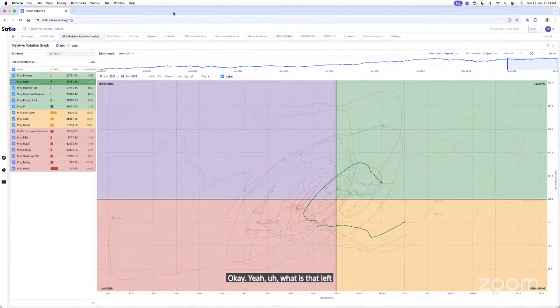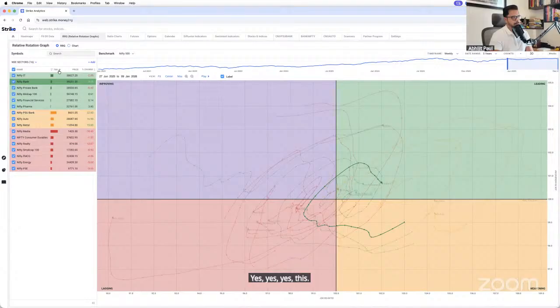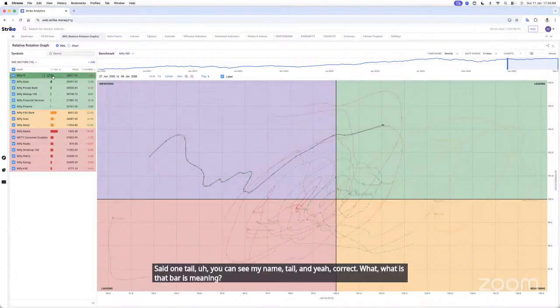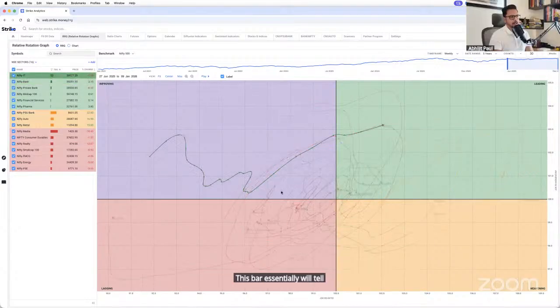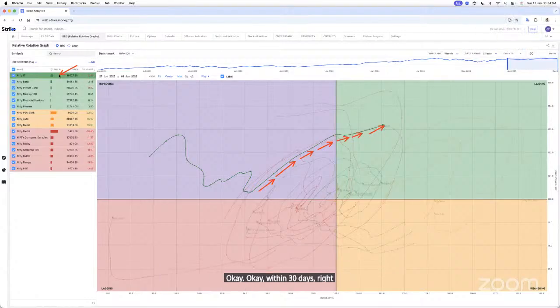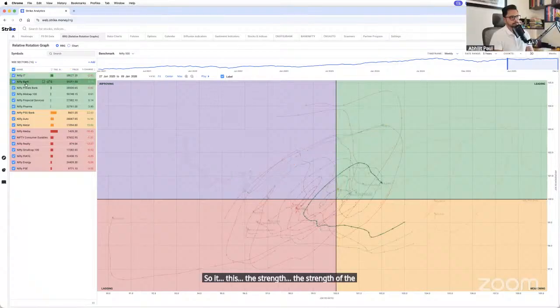What is that left side? One tail is there, right? You can see the name, tail. What is that bar meaning? That bar essentially will tell us, for how much tail length it has continuously gone up, if my understanding is correct. So within 30 days, this is the strength of the tail in the leading quadrant.